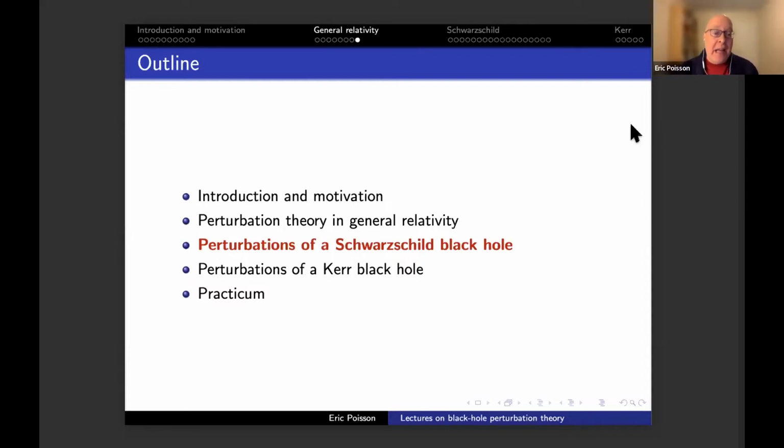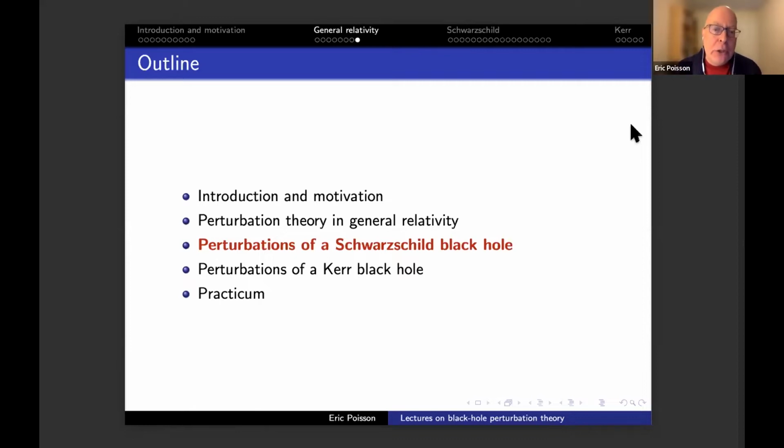So yesterday I talked about the underlying principles and the basic methods of perturbation theory, and then we went a little bit into the general relativity aspects of this, talked about the formulation of perturbation theory for that case, and we talked in the end about the geometry of a perturbation of a space-time.